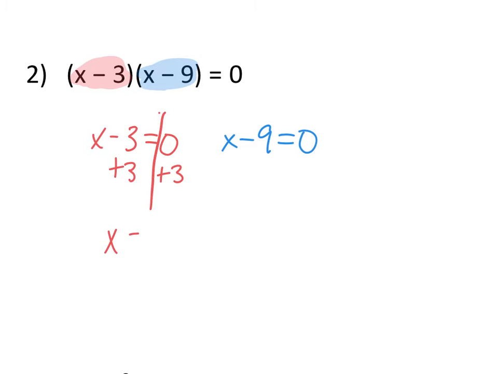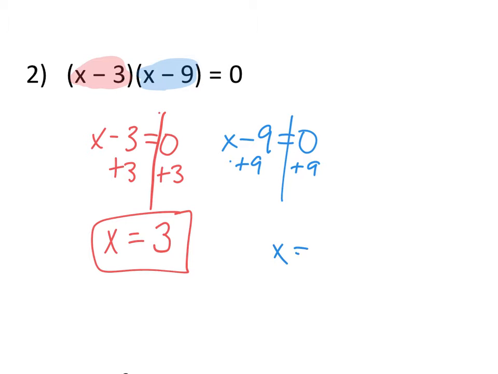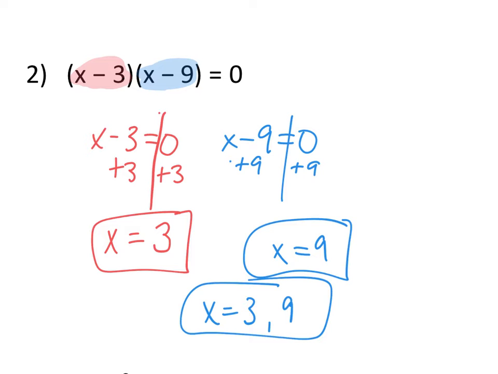So x equals 3. 0 plus 3 is 3. And the next one, add 9. Good. And x is 9. Okay, you could write it separately like that or like this. Oh, not like that, just like this. Okay, cool.